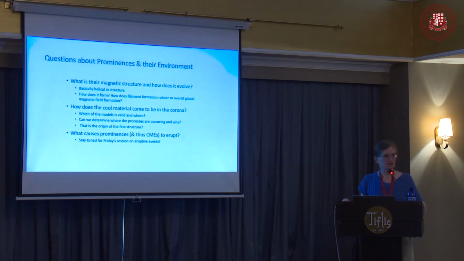What is the origin of the fine structures that you see in prominences? They really do have fine structures down to about the limits of resolution, and we don't really know why that is. I guess that's related to similar questions about coronal loops, perhaps. And as I said before, I'm not even getting into the issue of eruptions. I hope we'll have some interesting talks about those tomorrow.